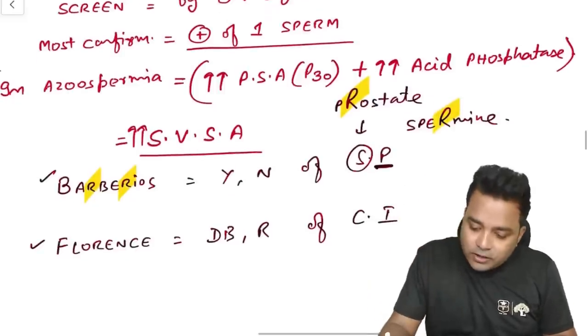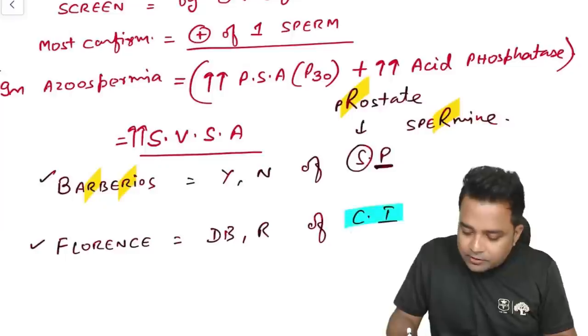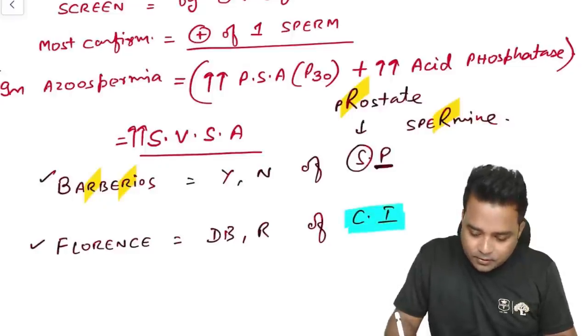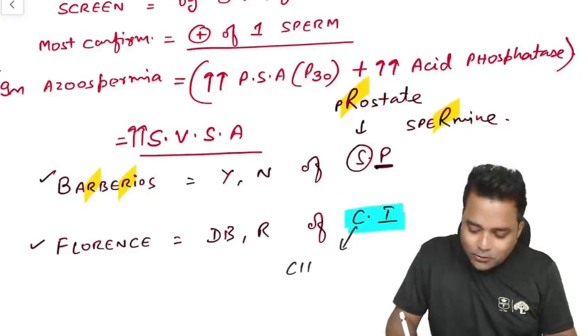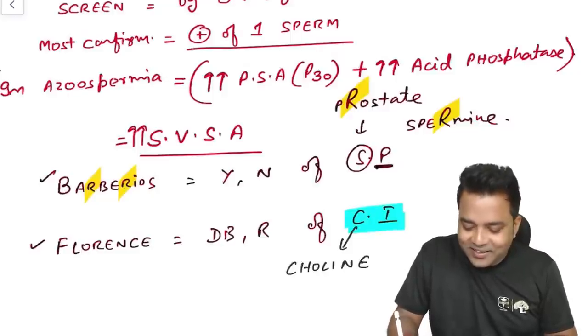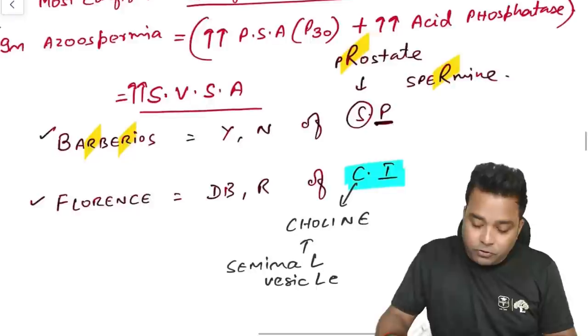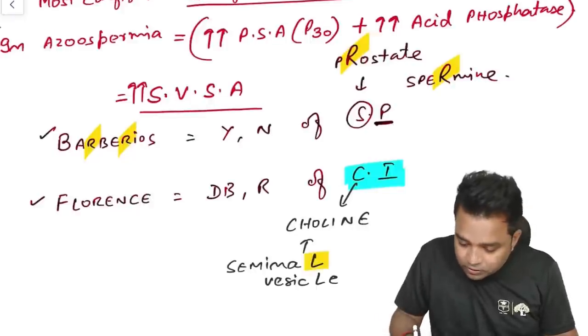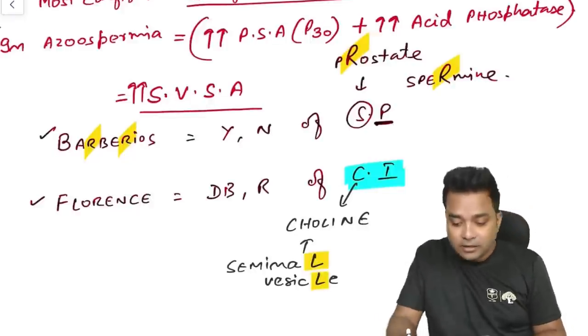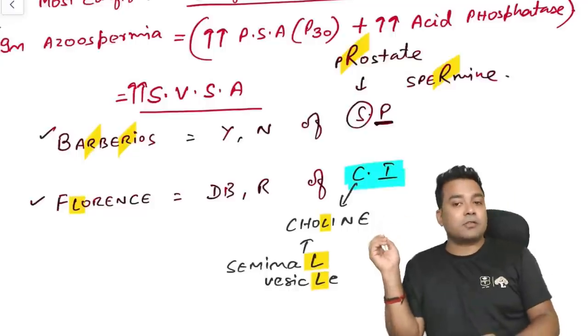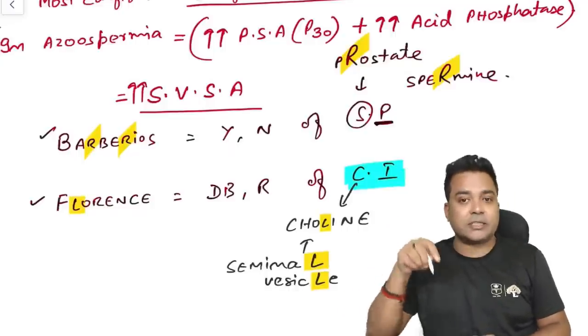What is the source of choline here in choline iodide crystals? The source of choline will be an organ having seminal vesicle. Seminal vesicle. So I will focus that yes, here I have to focus towards the L of seminal vesicle. It correlates with the L of choline. That also correlates with the L of Florence. And I will minimize my silly mistakes.